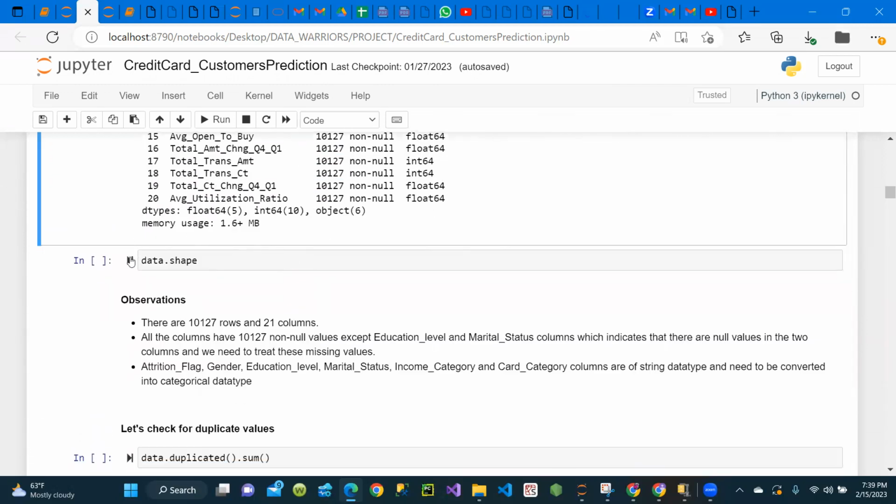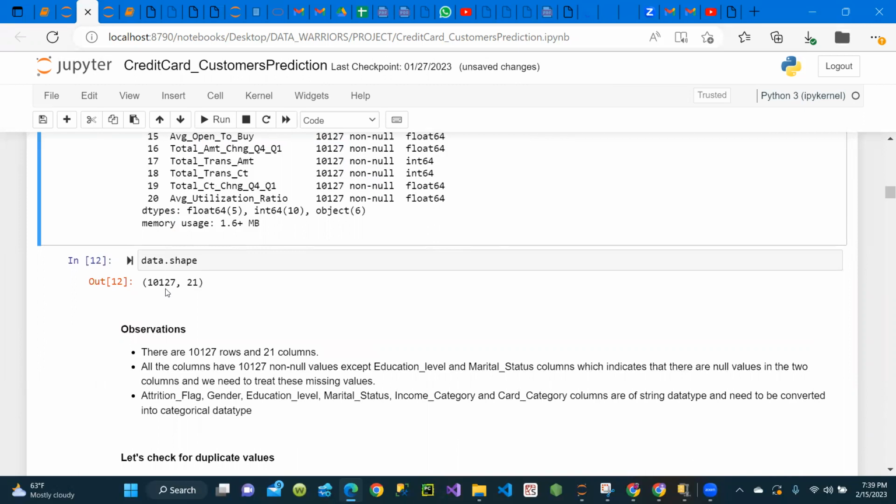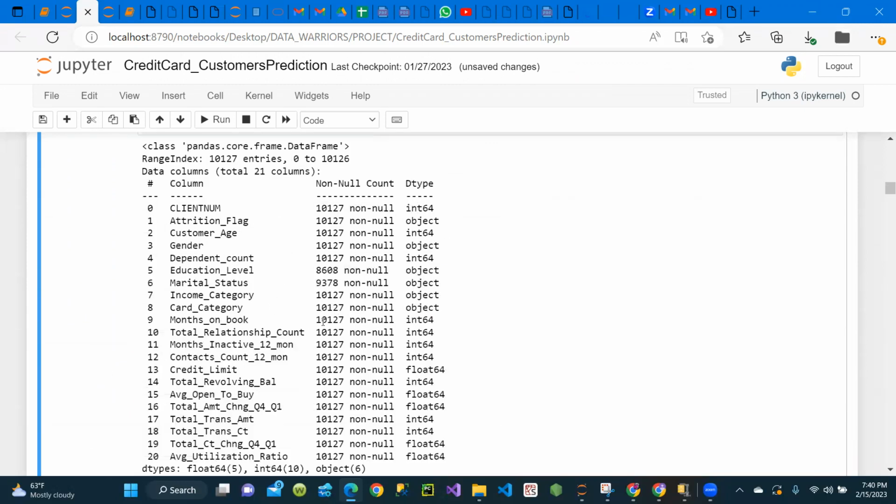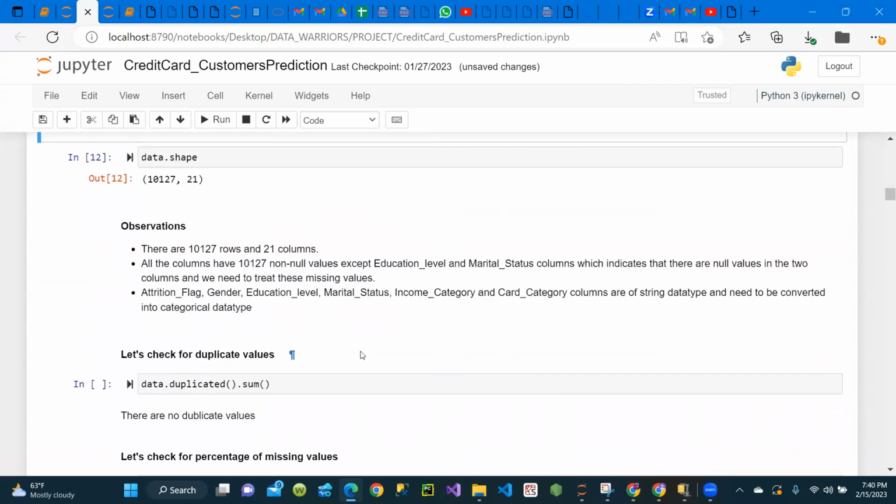Then the next one, you look at the shape of the data. There are 10,127 rows versus 21 columns. So you write this in the observation: there are 10,127 rows and 21 columns. All the columns have 127 null values except education. This is now the observation from here. You write that for observation, all those one by one.